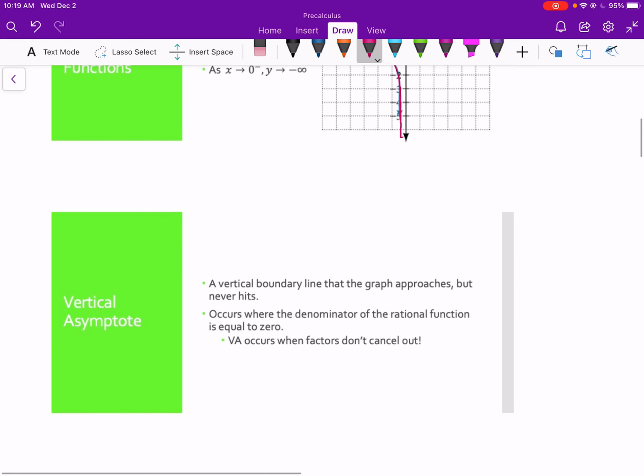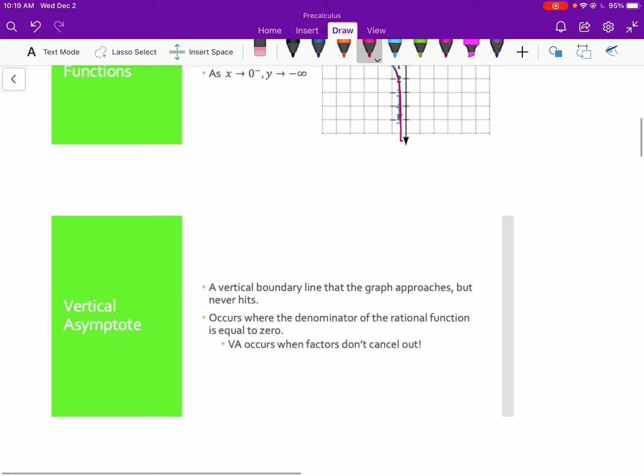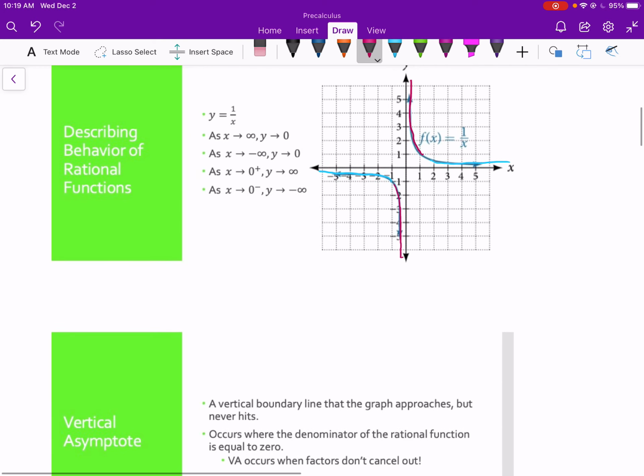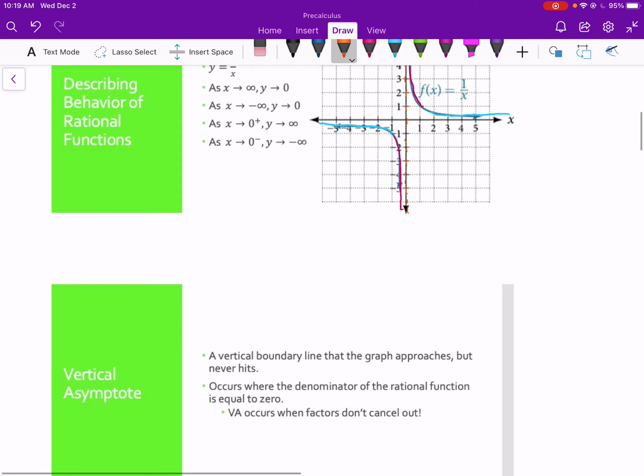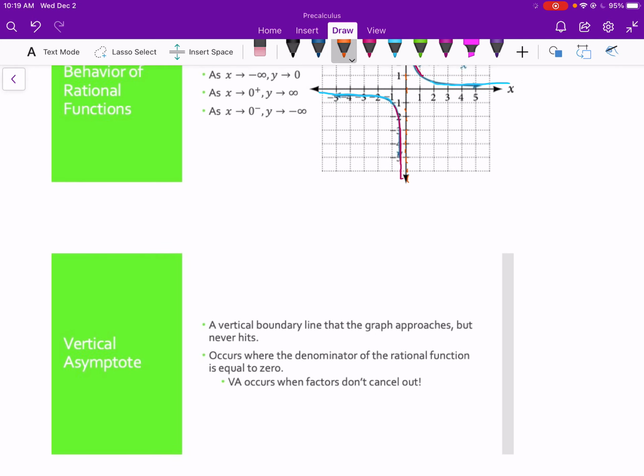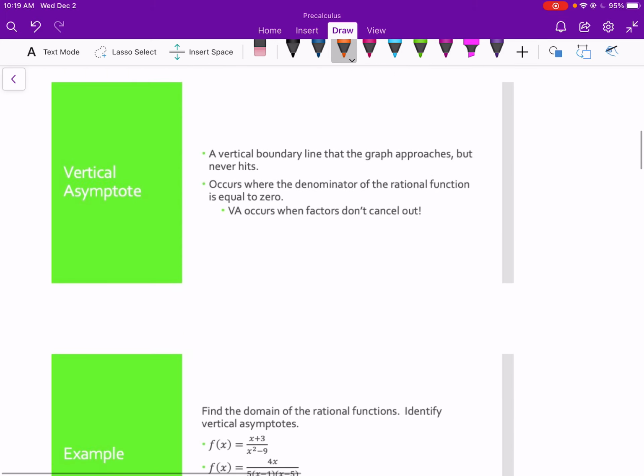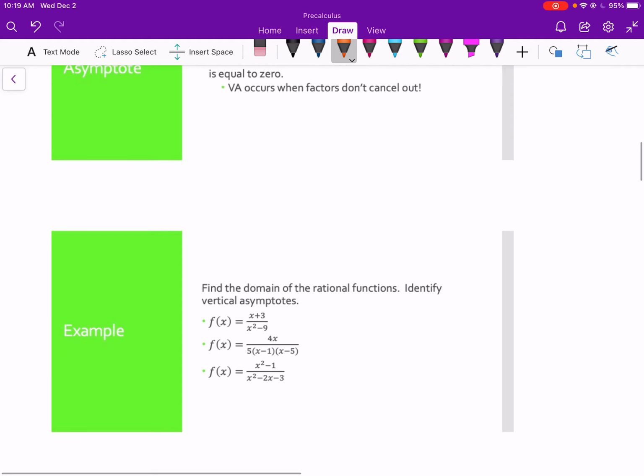So vertical asymptotes are vertical boundary lines that the graph approaches but never hits. If we look at our parent function, we have a vertical asymptote here at x equals 0. So right there, it's a boundary line. A lot of people draw them as dotted lines when they're sketching graphs. It occurs when the denominator of the rational function is equal to 0. With vertical asymptotes, you have to be careful that factors aren't canceling out and that the bottom part actually would be equal to 0.